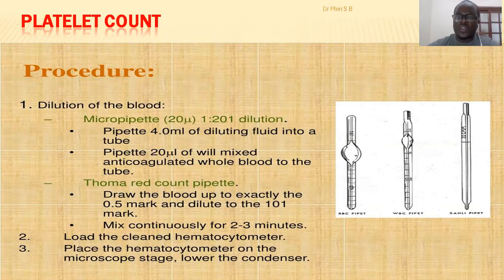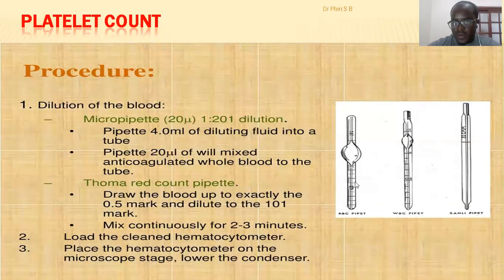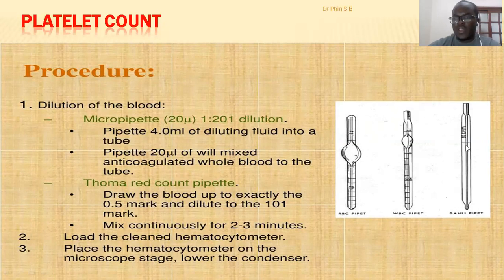Then you can also use the red blood cell pipette, like I said. You can see here different types of pipettes. You can have the red blood cell pipette, the white blood cell pipette, and then you have the Sahli pipette. This Sahli pipette is not specific for anything. You can just use it to pipette smaller quantities of fluids that you want to dilute with.